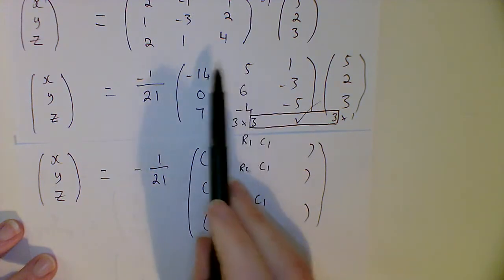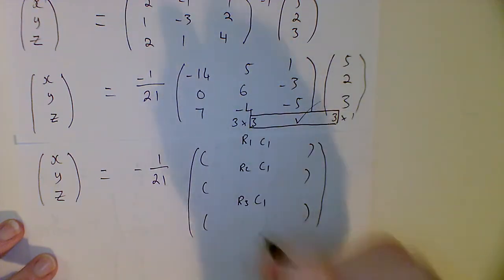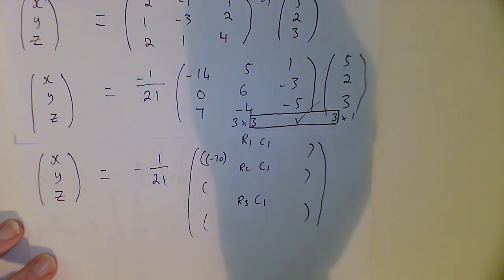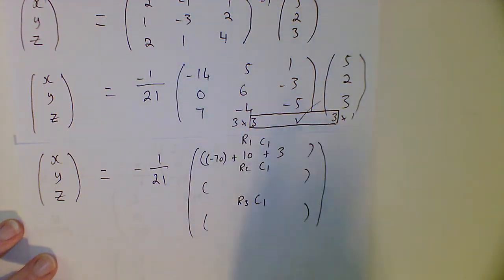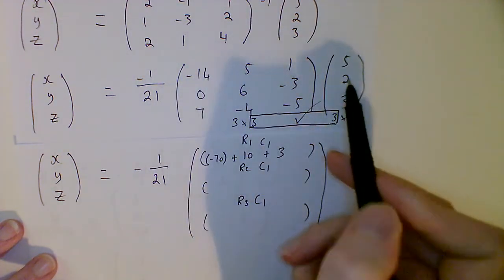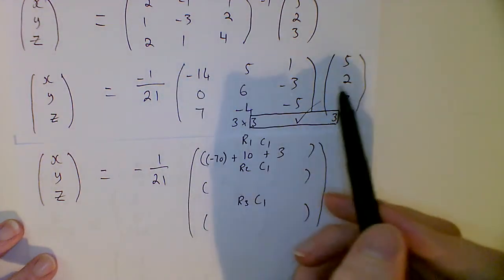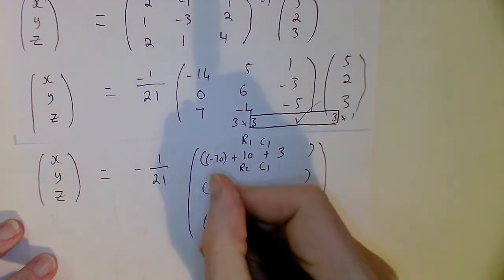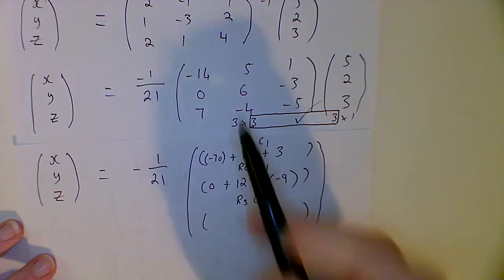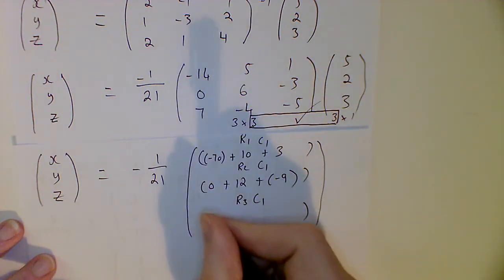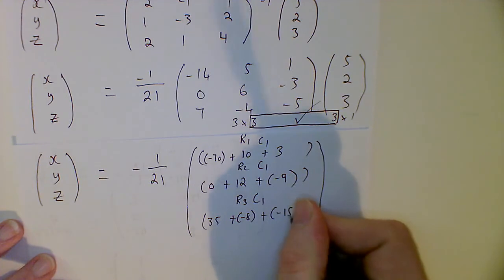Right, so that means I need to multiply row 1 by column 1. So that there is negative 70 plus 10 plus 3. And remember you add the elements together. So negative 70 plus 10 plus 3. Right, then we're doing row 2 times column 1. So 0 plus 12 plus negative 9. Then here, 35 plus negative 8 plus negative 15, like that.